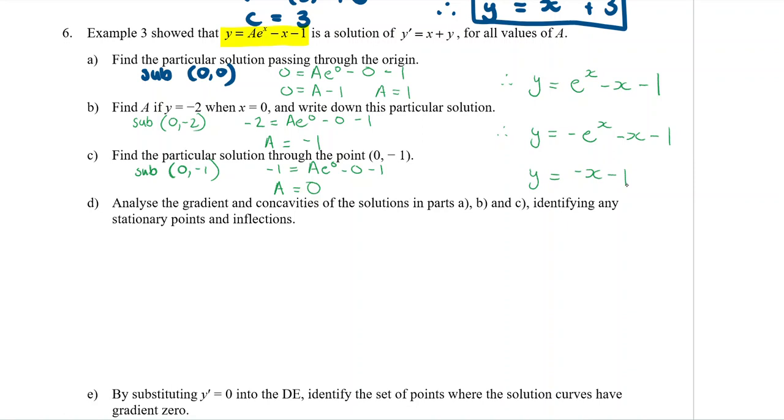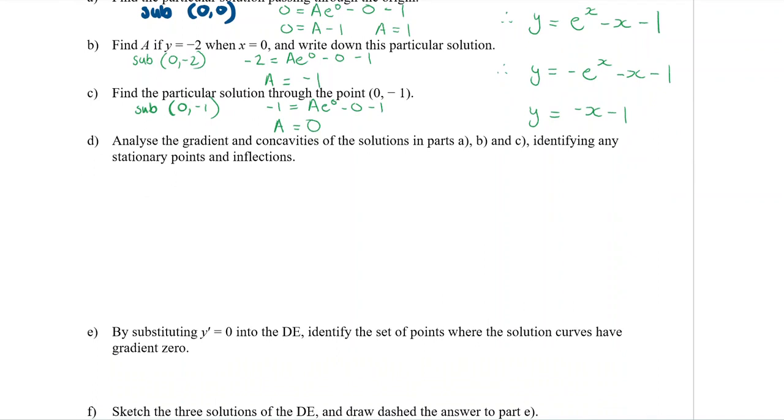Part D, analyze the gradient and concavities of the solutions in part A, B, and C, identifying any stationary points and points of inflection. That is a lot of stuff to do in such a small amount of space, but we're going to do it. So I'm going to do part A right over here on the left. I'm going to do A, B, and C. I'm going to divide it into 3 columns there.